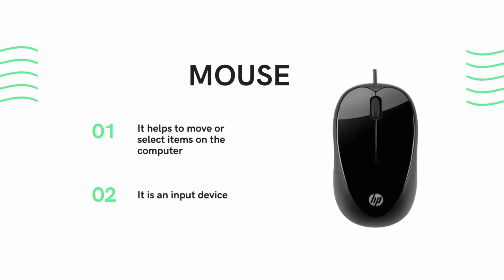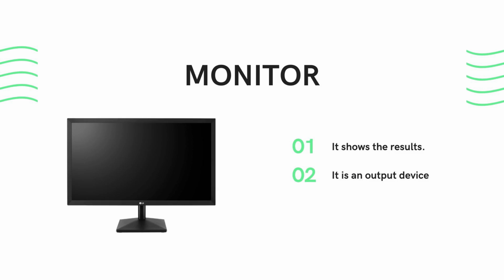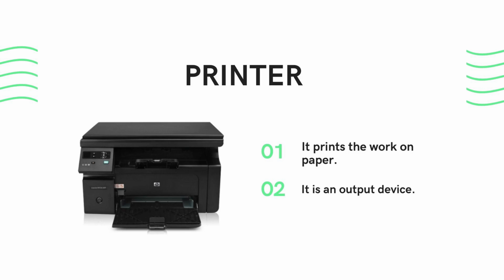Mouse. It is also an input device. It helps to move or select items on the computer. Monitor. It is an output device. It shows the results given by the computer. Printer. It is also an output device. It prints the work on the paper.